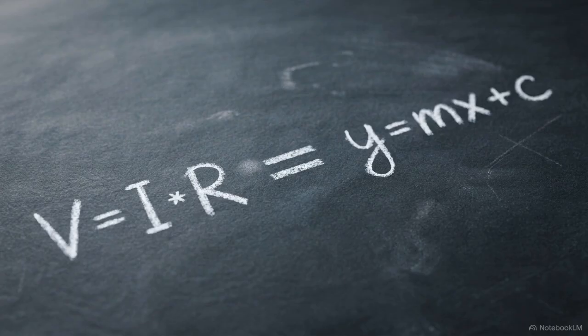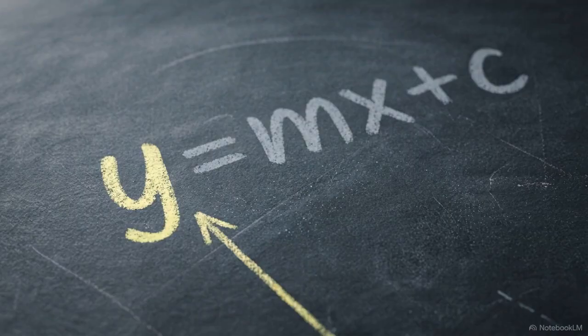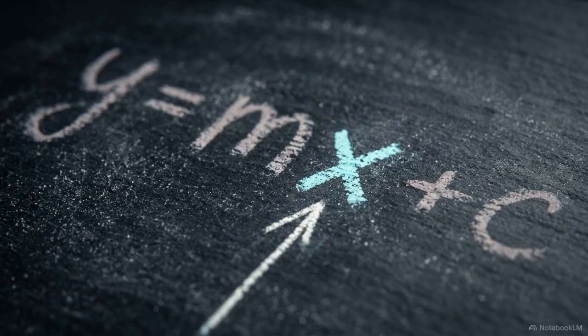We can directly map this physical law to the standard algebraic equation for a straight line, y equals mx plus c. In this model, y represents our voltage. This is the output, or the dependent variable that we ultimately want to predict. Our x represents the current. This is the independent variable, the exact input that we physically control in the lab.